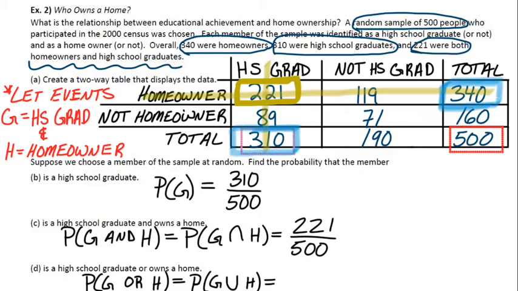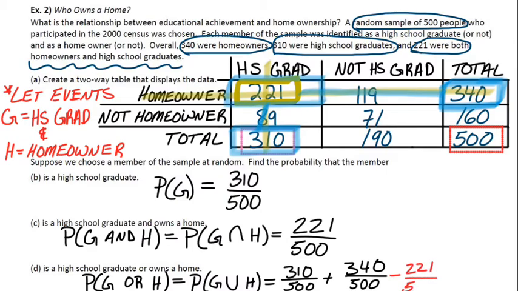So we can do the probability of G, the high school grad, plus the probability of H, the homeowner, and then we subtract out the intersection so we don't count it twice. So we've got 310 out of 500 for the high school grad. We've got 340 out of 500. And then let's subtract the people that would be in both of those groups. So let's subtract that 221 out of 500 so we don't count it twice.